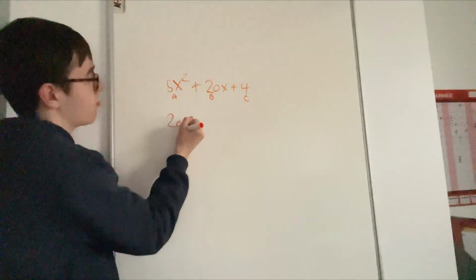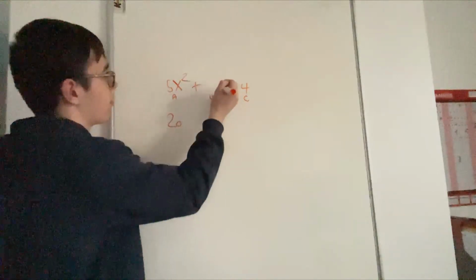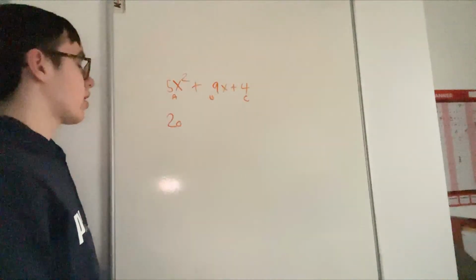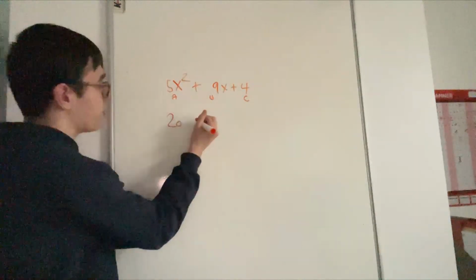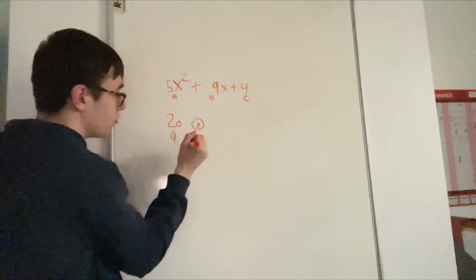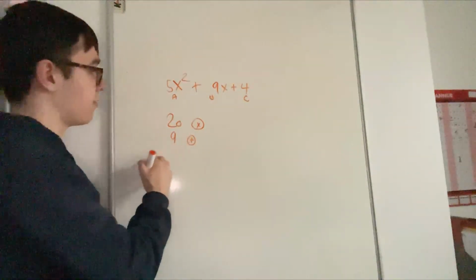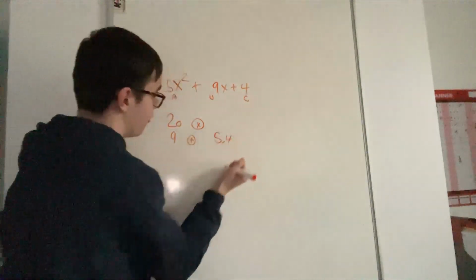We can't do this. We'll put this as 9x instead of 20x. Okay, so there you go. So 5 times 4 is 20, and the middle number is 9. So what two numbers multiply to give you 20 and add to get 9? Well, that's going to be 5 and 4.